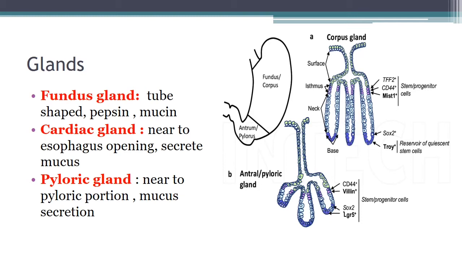Then the cardiac gland. It is near the esophagus opening, or we can say near the cardiac sphincter, and it secretes mucus. Then the pyloric gland. It is near the pyloric portion, or we can say near the pyloric sphincter, and it secretes mucus secretion. So this is all about the glands.